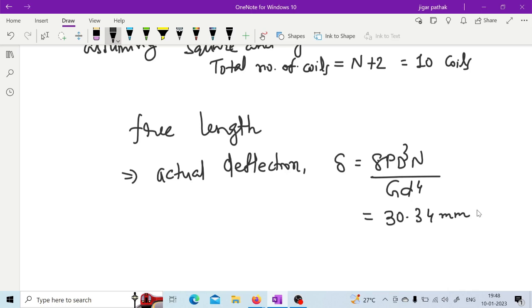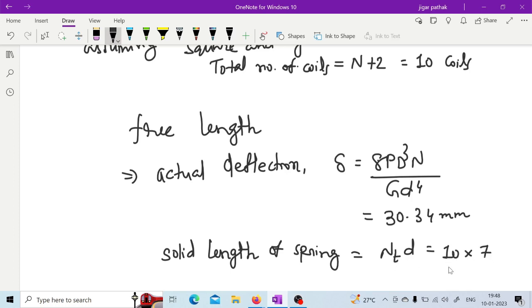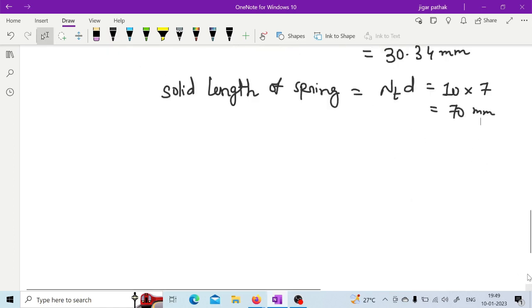Now what will be the solid length of the spring? We have seen that relation, right? N_t into d. Yes, sir. So solid length of spring is equal to N_t into d. N_t we have calculated as 10, small d as 7, so here you will have 70 mm as your solid length of spring, right?